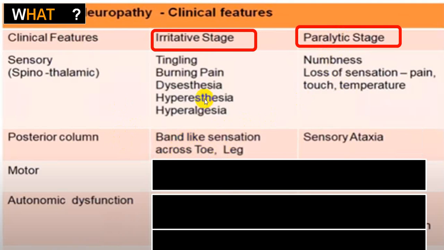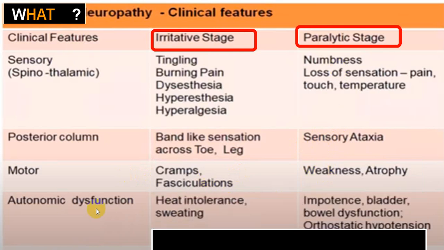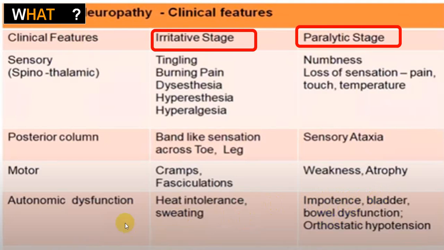Across the toe and legs in positive symptoms, while ataxia will be loss of sensation, and that will be in what we call negative symptoms, or the paralytic stage. Motor, we have already mentioned: cramps and fasciculation, weakness and atrophy in negative symptoms, this will be positive. And the autonomic also we have mentioned: hyperhidrosis, heat intolerance, sweating, etc. While here, impotency, bladder dysfunction, bowel dysfunction, orthostatic hypotension, and ankle jerk in case of irritative stage will be normal, while in case of paralytic stage it will be absent.